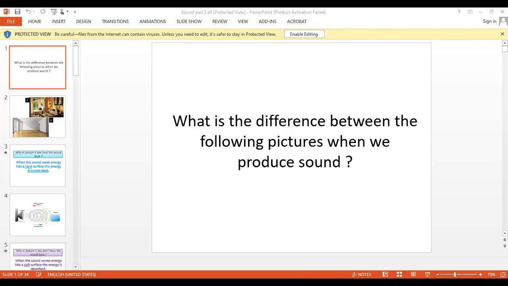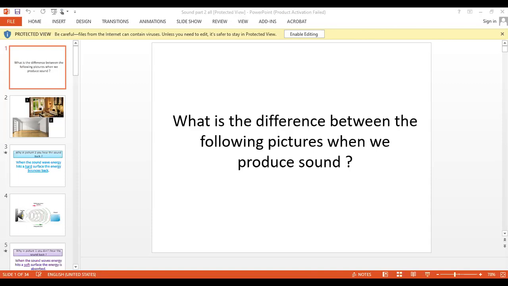So now this is what happens. The speaker starts to produce the sound, and the sound comes out of the speaker in the form of waves, and it hits the hard object, and then it gets back to the source of sound again. Why in picture one don't you hear the sound back? As I told you, it's furnished and full of soft materials, and when the sound hits a soft surface, the energy is absorbed, not reflected.